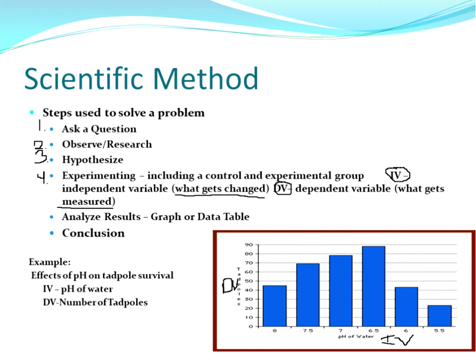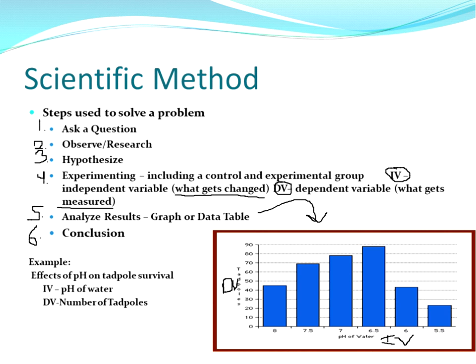Then step 5, you analyze the results. So once you get the results, you analyze them. That is the graph that you see below. When they say analyze results, you want to think data tables, graphs, something visual that represents the data. And then step 6 is conclusion. We know what that is. That just summarizes everything that you did in the lab.